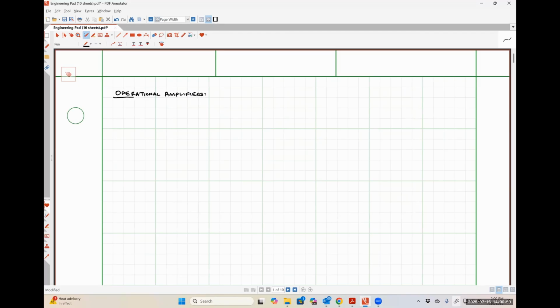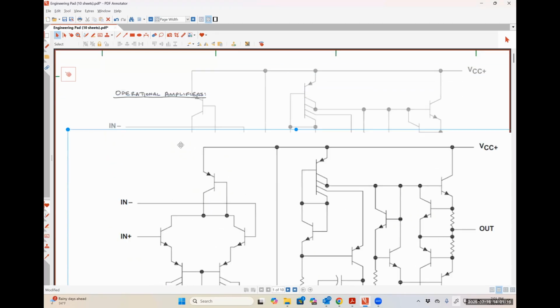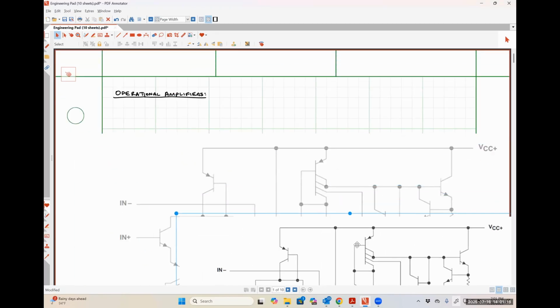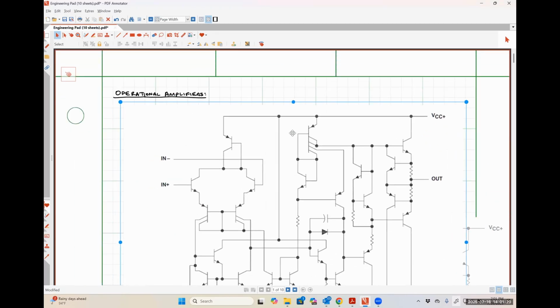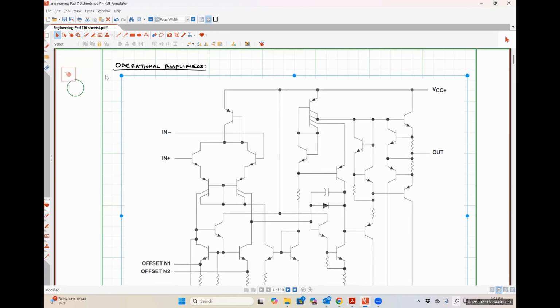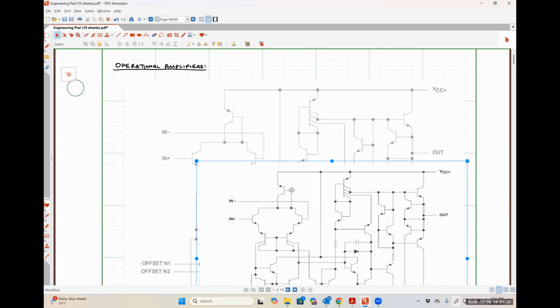So before we talk about how to analyze op-amp circuits and what they do, I want to introduce you guys to something, and it is going to be incredibly intimidating. So I'm going to drop a picture in here. And let me make it smaller so we can all see it at the same time.